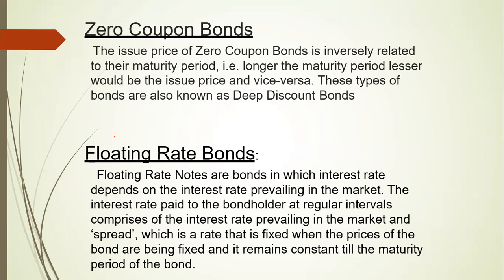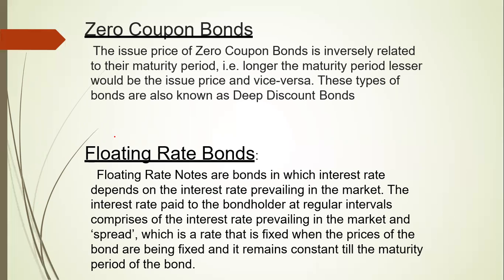Next comes the floating rate bonds. Floating rate notes are bonds in which the interest rate depends on the interest rate prevailing in the market. It always changes, there are no fixed interest rates. So the interest rate paid to the bondholders at regular intervals comprises the interest rate prevailing in the market and the spread, which is a rate that is fixed when the prices of the bonds are being fixed and it remains constant till the maturity period of the bond.